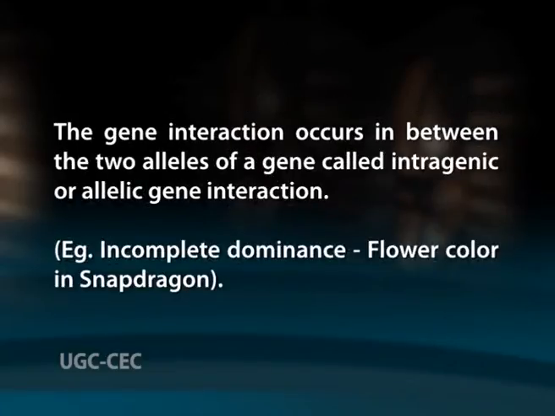The gene interaction that occurs between the two alleles of a gene is called intragenic or allelic gene interaction. Example, incomplete dominance. Flower color in snapdragon comes under this. The key diagnostic is that these interactions produce modified dihybrid ratios. There are various types of interactions, and these interactions lead to a different range of phenotypes.